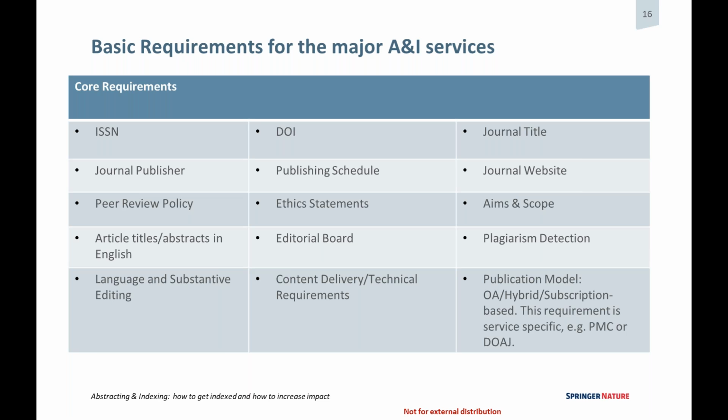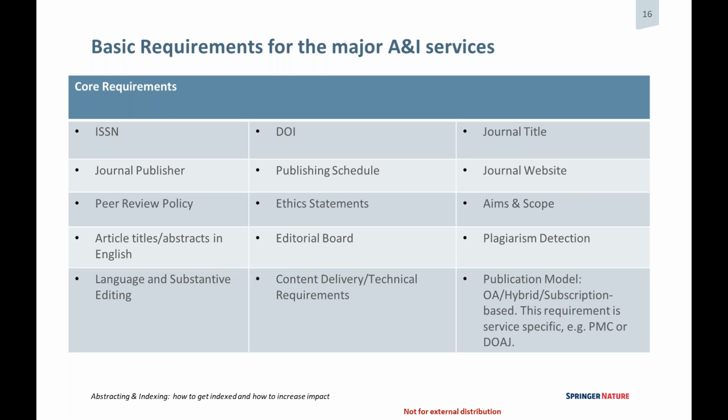Peer review policy and ethics statements are extremely important. The journal should offer, under instructions for authors, a very clear peer review policy and an ethical statement, and leading ANI services will make sure that this is being implemented at an article level also. Aims and scope, I already touched upon. Aims and scope is very important right from the inception of the journal throughout the life cycle development, because aims and scope is one of the major considerations for selecting the journal in important ANI services.